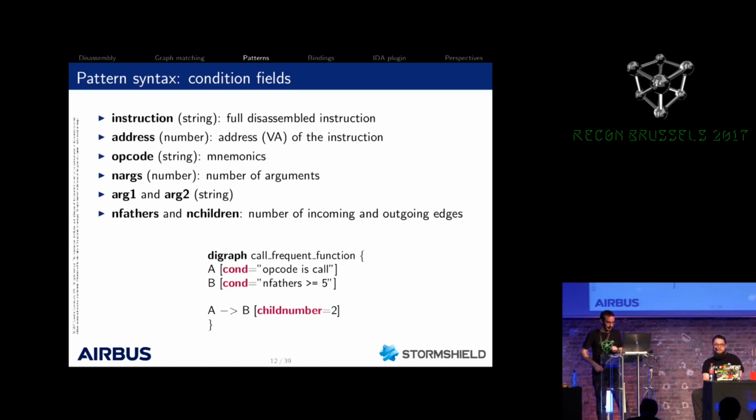I have an example here. I'm looking for a function that is frequently called, so there is a call to this node. The call is node A, and the instruction being called is B. And then there is an edge between A and B. The number of the edge is 2 because it's not a following instruction, it is a remote instruction. The condition we have on node B is that it has multiple incoming nodes, so that will help us find functions that are frequently called in the code.